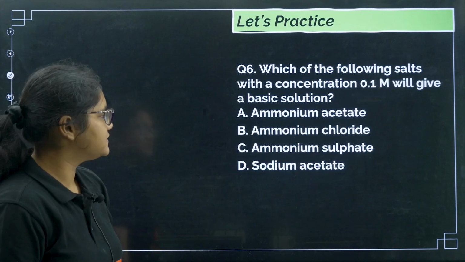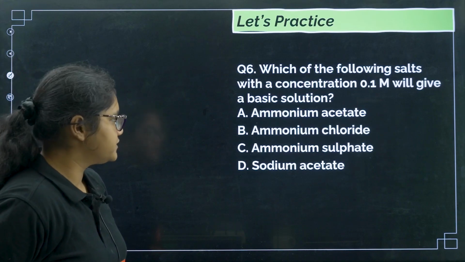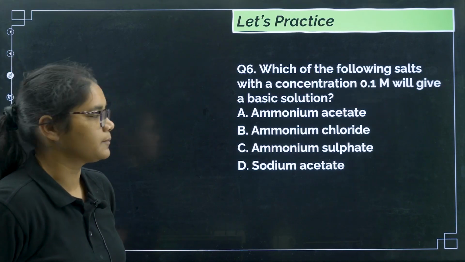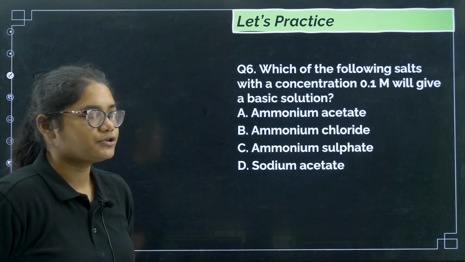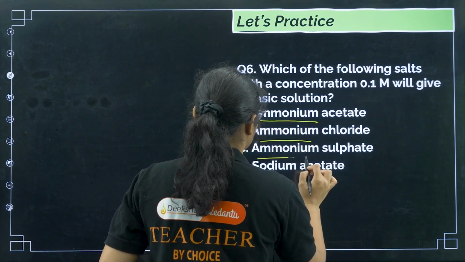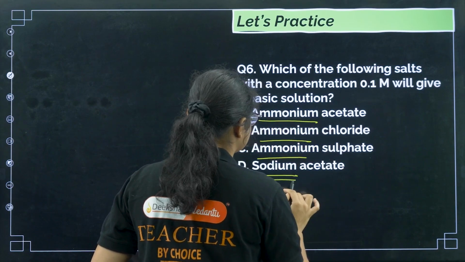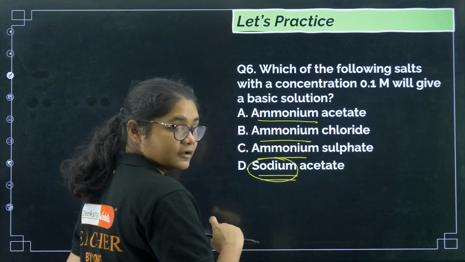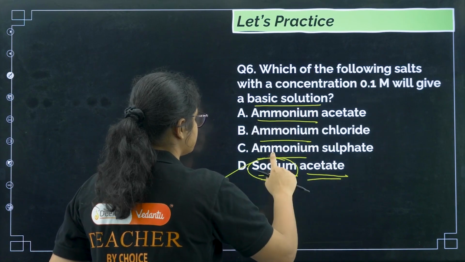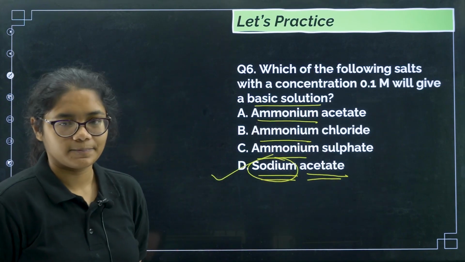Next, question number 6. Which of the following salts with a concentration of 0.1 molar will give a basic solution? Again, you want a basic solution, which means we should have a strong base. You can see ammonium, ammonium, ammonium: these are weak bases. Sodium acetate: sodium is a strong base, right? And acetate is a weak acid, so we will get a basic solution in option D here.